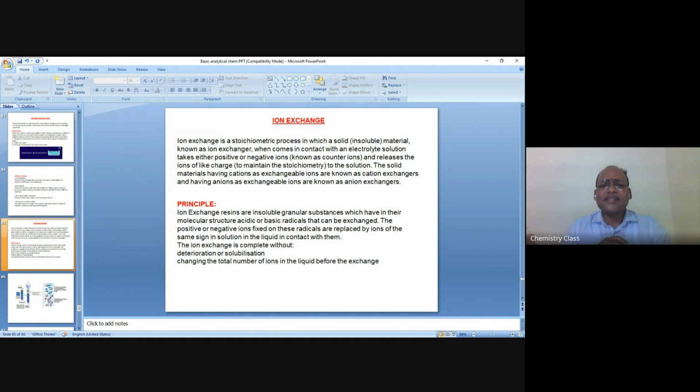So ion exchange resins are insoluble granular substances which have in their molecular structure acid or basic radicals that can be exchanged. The positive or negative ions fixed on these radicals are replaced by ions of the same sign in the solution, in the liquid in contact with them. The ion exchange is complete without altering the total number of ions in the liquid before the exchange.